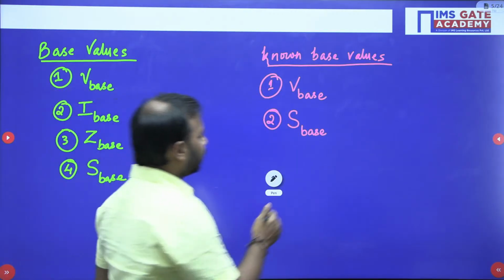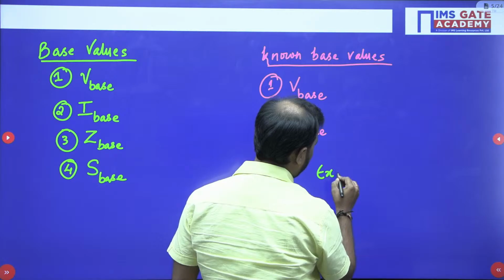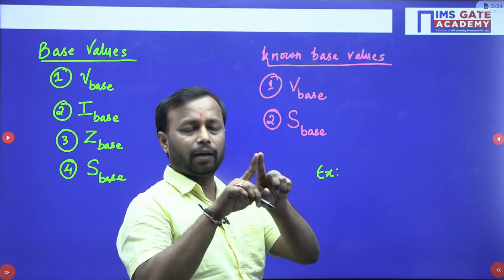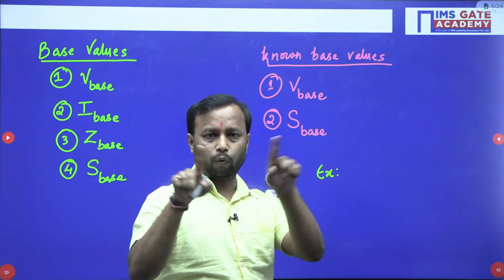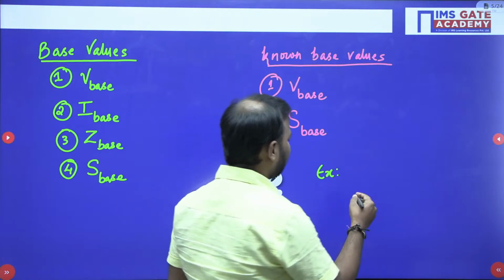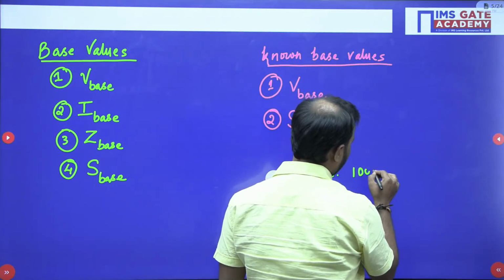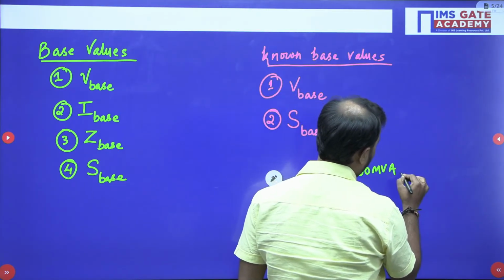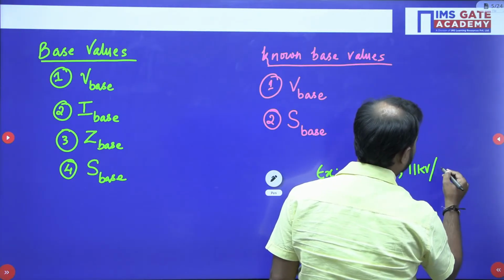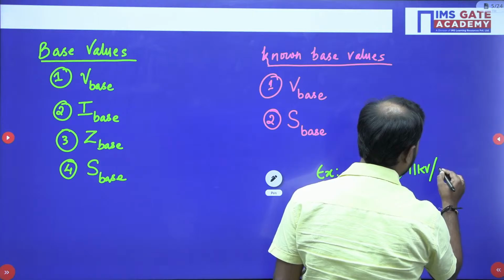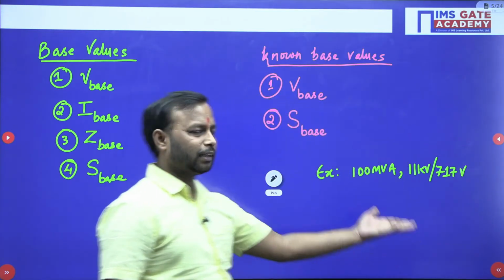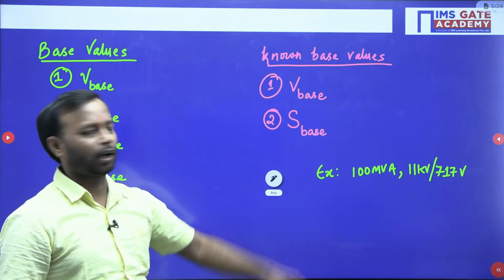Let me take an example of the transformer. If you have seen the transformer, then over it, a nameplate is given. That is nothing but the rating of the transformer, which is like this: 100 MVA, 11 kV divided by, let me take 717 volt, like that. Basically, this is a step down transformer.